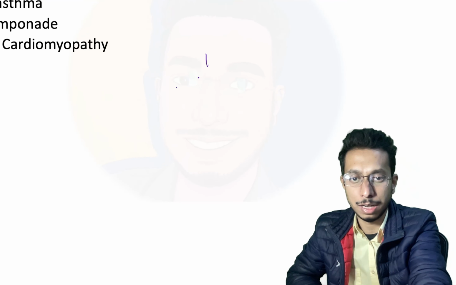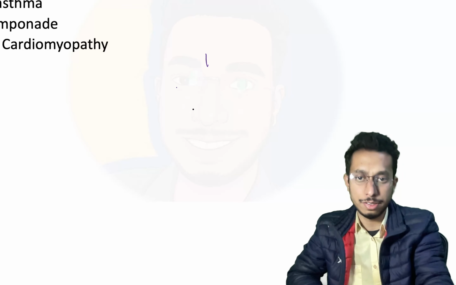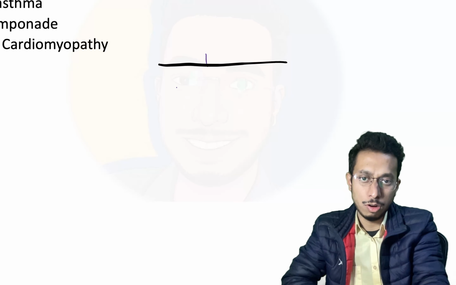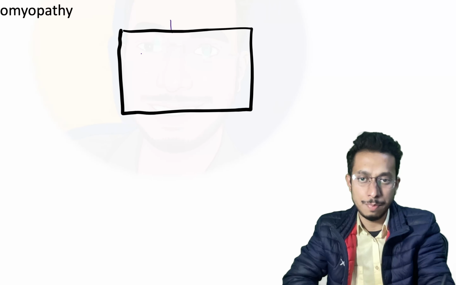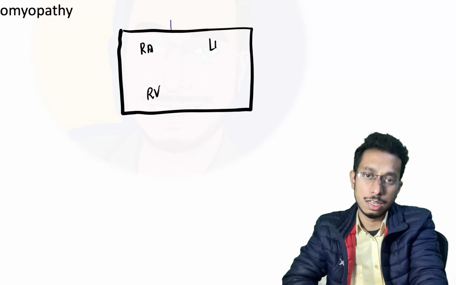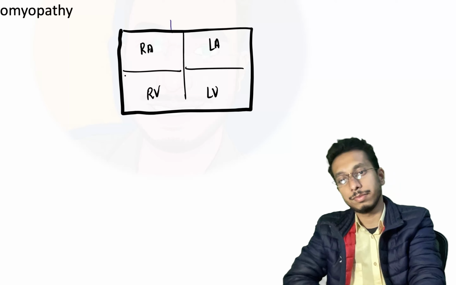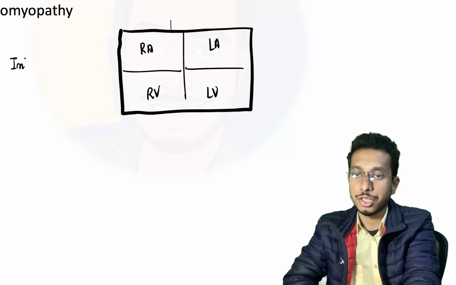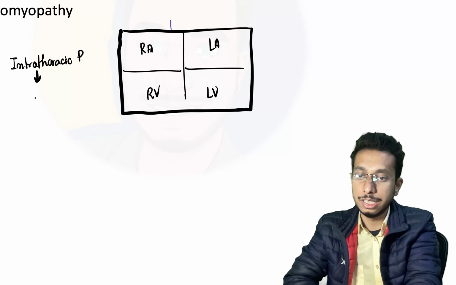Pulsus paradoxus is nothing but an exaggeration of a physiological phenomenon. So what happens in inspiration is, we have got four chambers in the heart, right? Right atrium, right ventricle, left atrium, and left ventricle: RA, RV, LA, LV. So during inspiration, intrathoracic pressure decreases, resulting in increase in venous return.